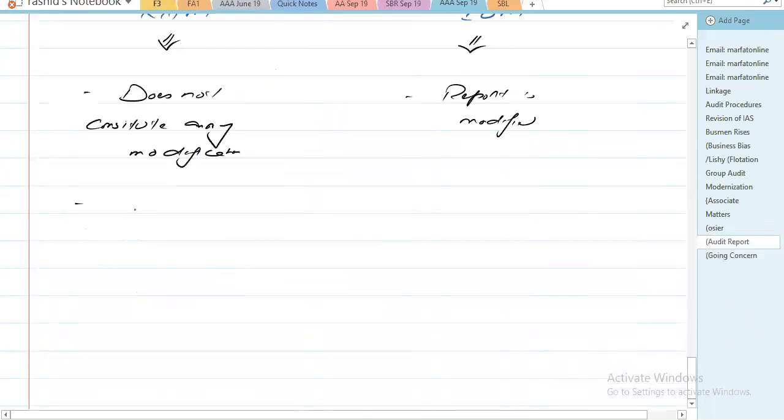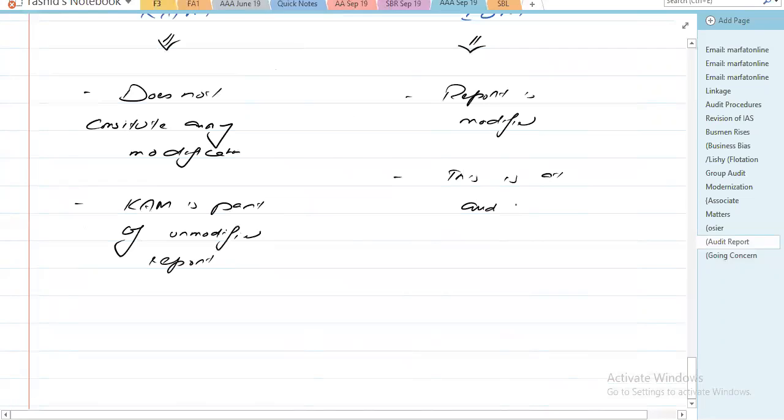The second, CAM is part of unmodified report. This is not something the wish of the auditor. CAM is part of unmodified report. And EOM is at auditor's discretion. If auditors think that there should be an emphasis of matter paragraph, he will be including that. So this is the second difference.